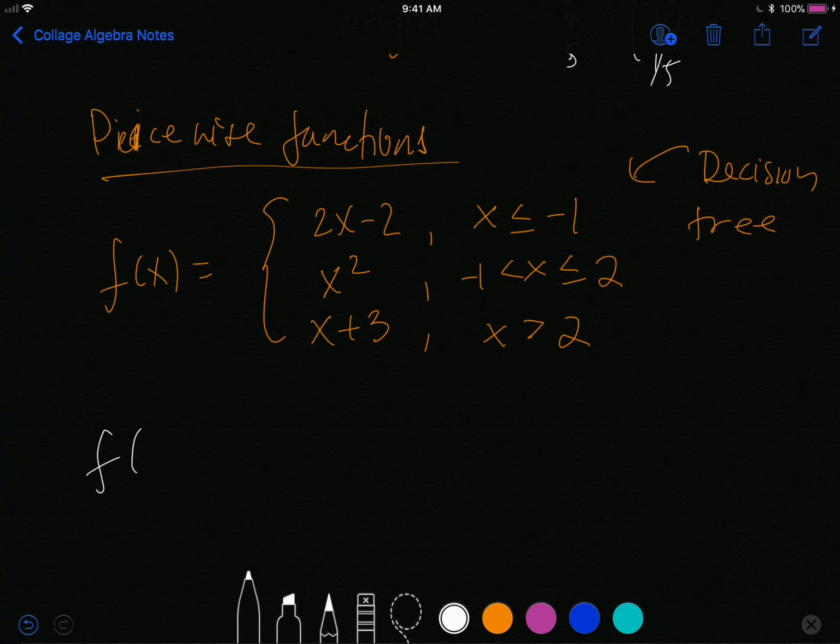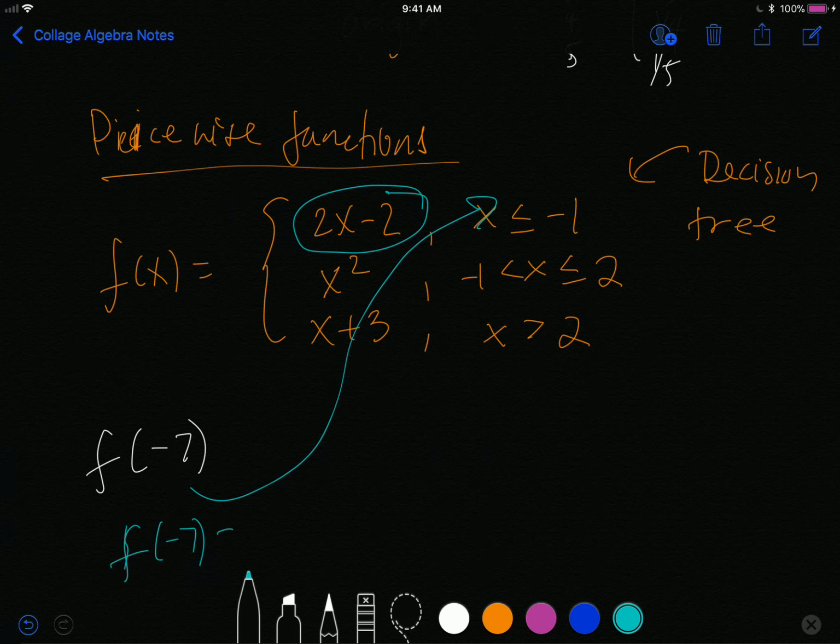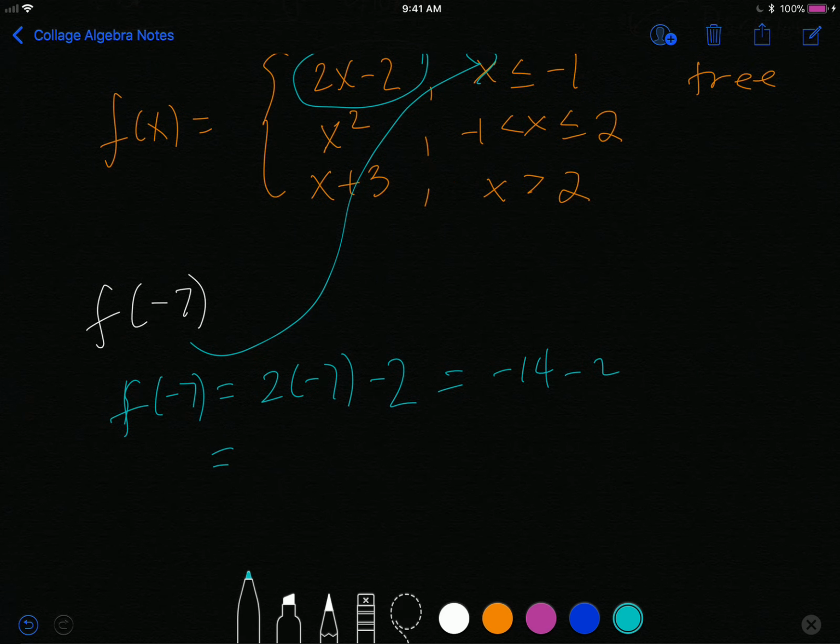Let's say I want to find f of -7. Well, is -7 greater than 2? No. Is -7 between -1 and 2? No. Is -7 less than -1? Yes. And so I will use this piece right here. And so f of -7 would be 2 times -7 minus 2, which is -14 minus 2, which is -16.